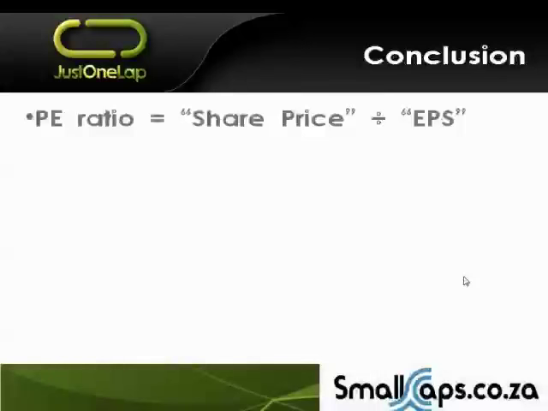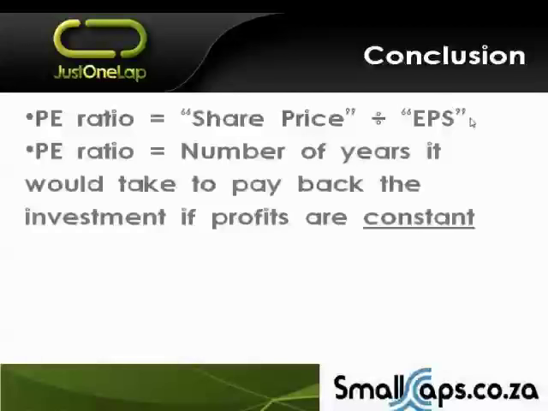What is the price earnings? It's the share price divided by the earnings per share. The price earnings ratio is, in a world where profits are constant, which first of all we know is unrealistic, but assuming in a world where the profits are constant, the number of years it would take you to pay back that investment is what the price earnings actually is dictating to you.